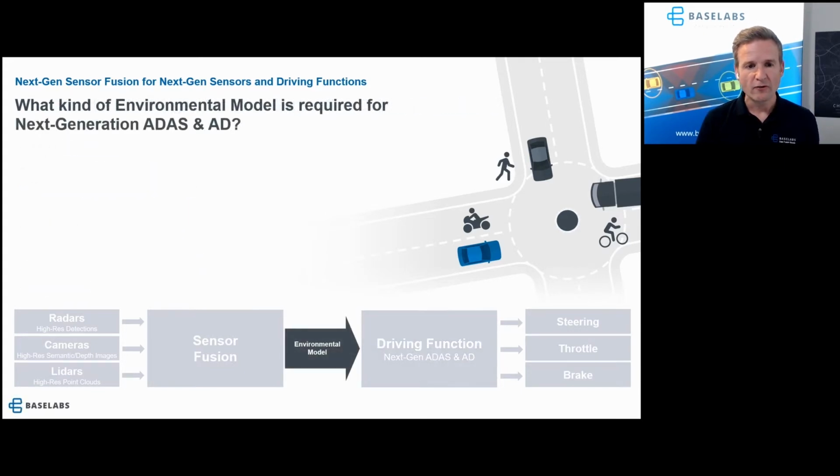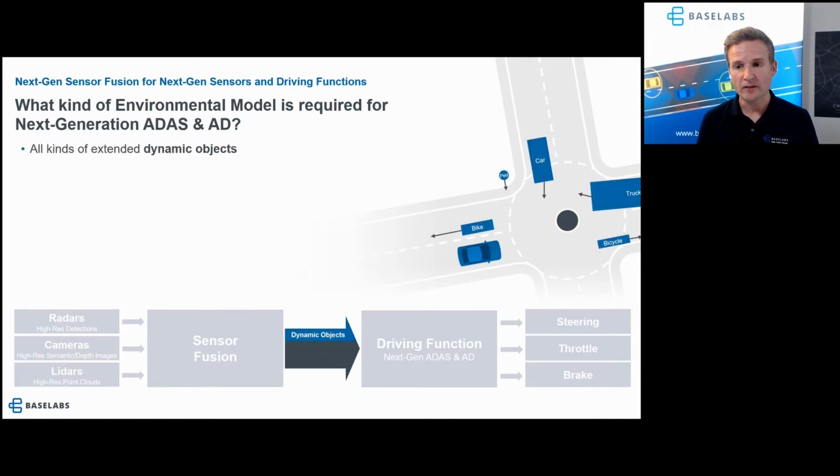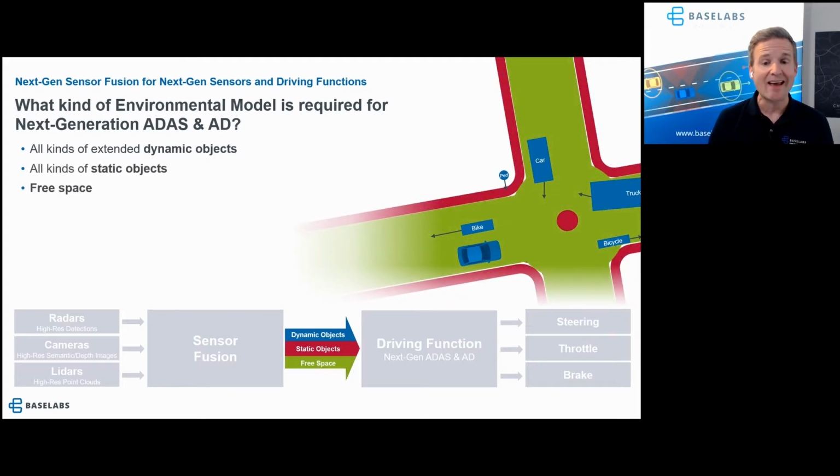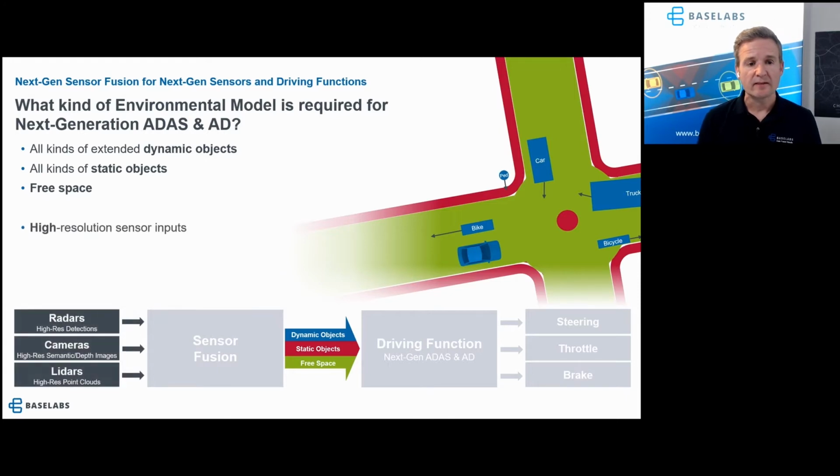So for those requirements, what kind of environmental model is required in order to support next generation driving functions? Of course, all kinds of dynamic objects, be it small objects or extended objects, all kinds of static objects, and free space, so the space where the vehicle can potentially drive to. On the sensor side, such an environmental model needs to support high-resolution sensors, and this is true for all the sensor modalities, be it radar, camera, or LiDAR.